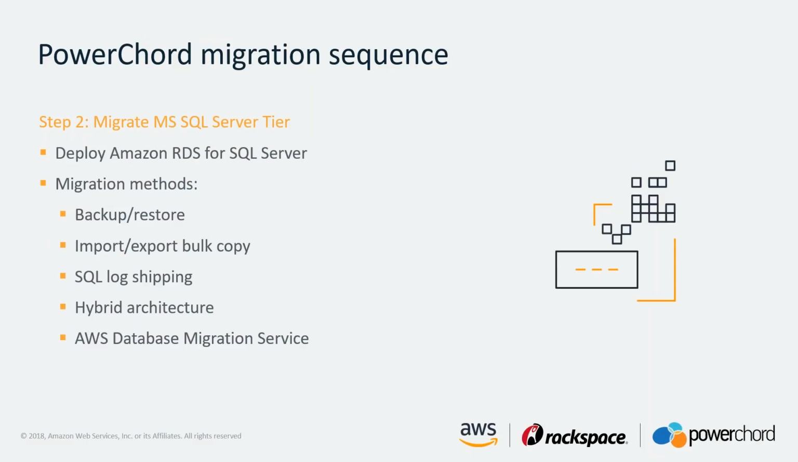Step 2 would be to migrate the database tier. For PowerChord, that was an MS SQL Server running on dedicated instances, dedicated hardware. So we were able to deploy RDS for SQL Server for them. In their case, we were able to do a backup and restore for migration, but there are a number of different ways that you can get your data into RDS, and those listed here: import, export, SQL log shipping, hybrid architecture, and of course, AWS Database Migration Service.